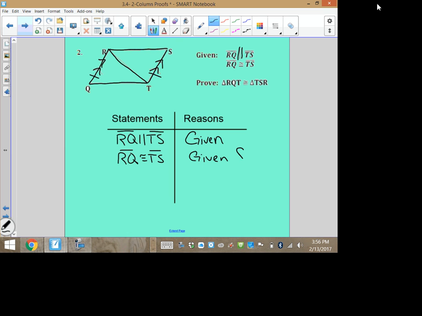And here I have my first side. Then I also know, what about this side? Think back to our last proof. I know that RT is congruent to RT by what property? The reflexive property.